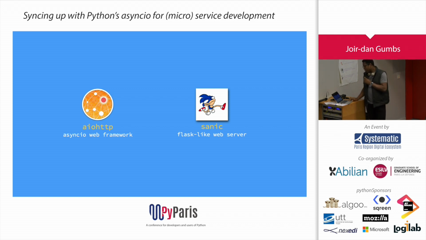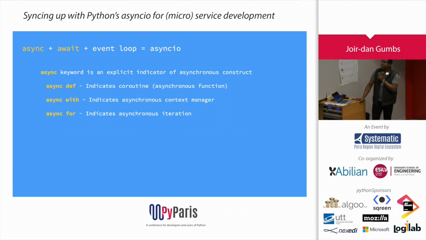So now that I've talked about packages and things like that, I still haven't really explained in full detail what async IO is. I like to look at it based off of this nice and simple equation right here. So it's async plus await plus event loop equals async IO. First off, we'll look at async. Async is just the keyword that signifies explicit indication of an asynchronous construct. It's a bunch of words. Really what it says is it defines a coroutine or a coroutine-like construct in Python.